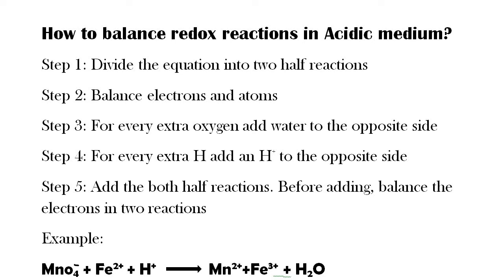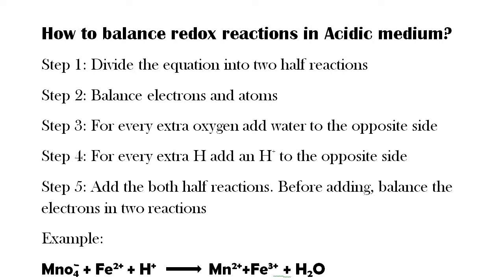In today's video we shall learn how to balance redox reactions in acidic medium. There are 5 steps you need to learn to balance redox reactions in acidic medium. Step 1 is we need to divide the whole equation into 2 half reactions. The first reaction is a reduction and the second is an oxidation.